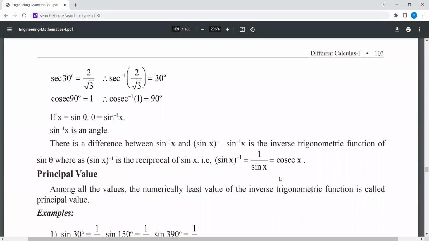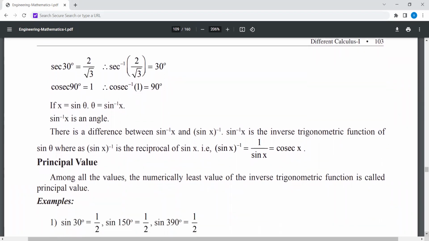Sec 30 degrees is 2 by root 3. Sec inverse 2 by root 3 is 30 degrees. Cosec 90 degrees has value 1. Cosec inverse 1 is 90 degrees.